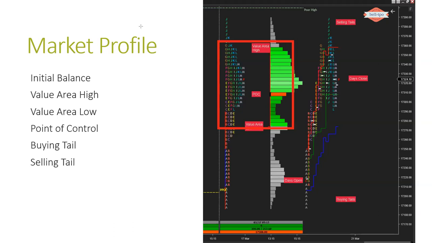And here is a concept called point of control. The point of control is the center point where the maximum number of letters are getting traded. Here in the center, if I try to measure horizontally, how many letters will I be able to see? E, F, G, H, I, J, L, M. Almost 8 times the letter is getting traded at the center point. Think about it, 8 times.